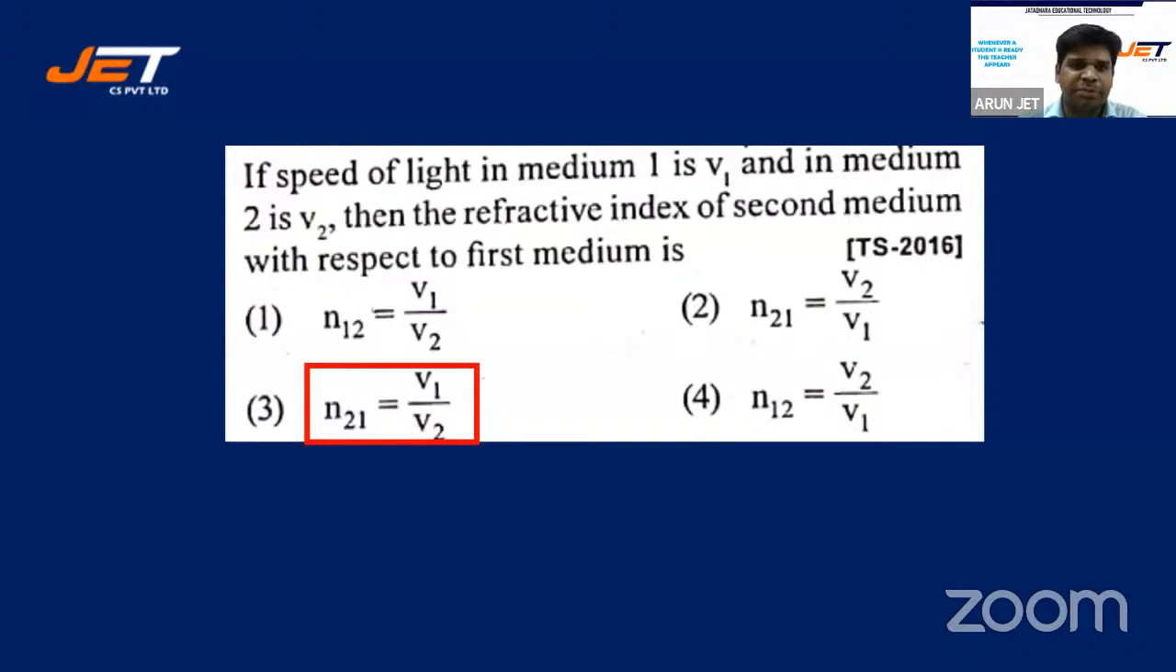N21, the second medium with respect to the first medium, is V1 by V2. Yes, 3 is absolutely right. Shivramakrishna is right. Priya is right. Pritika is right. All right, I'll go for the next one.